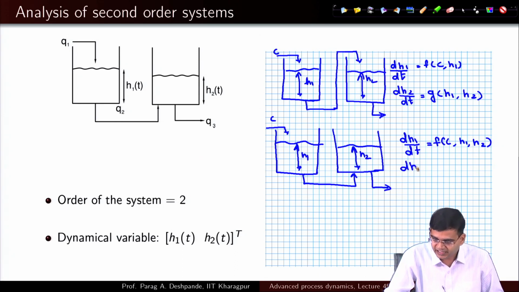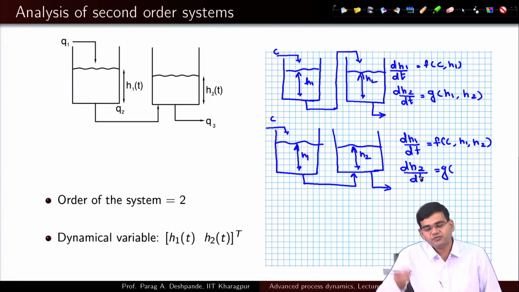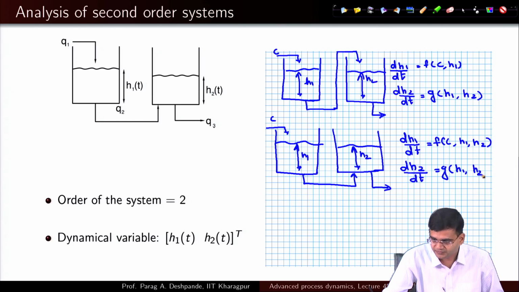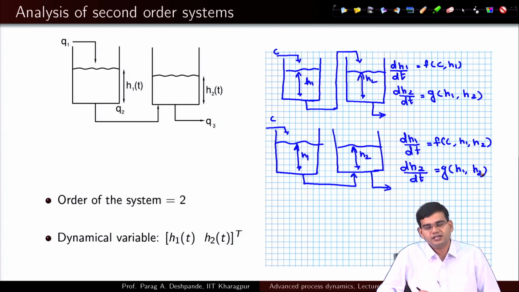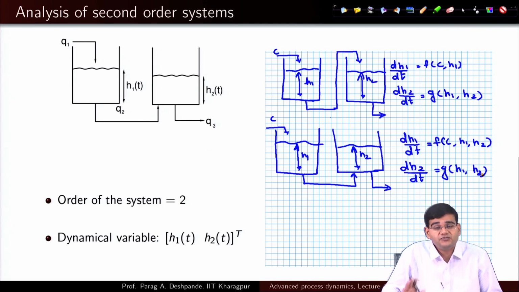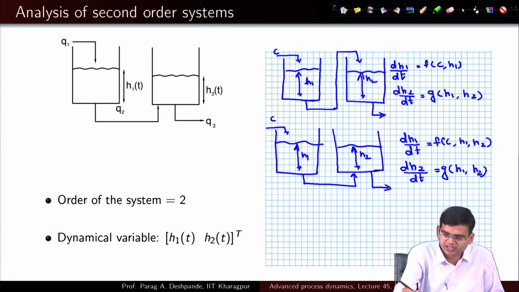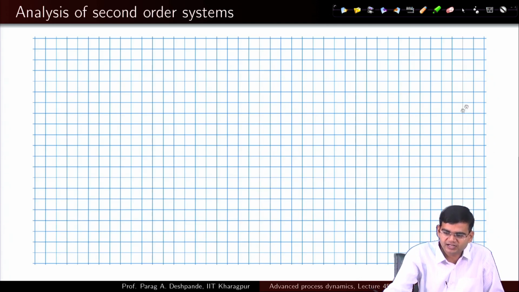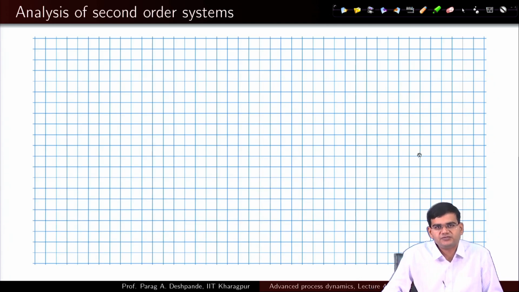and dH2 by dt would be a function of what? H1 and H2 both. Pretty intuitive to understand this. So, now I have a set of equations which would be different in this particular case. Okay. Now, because dH1 by dt is not only dependent upon C and H1, it also depends upon H2. So, therefore, I need to devise a method to write a set of equations which would satisfy these conditions.